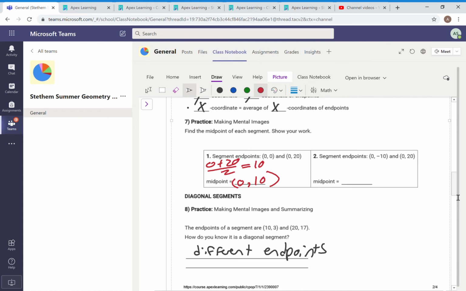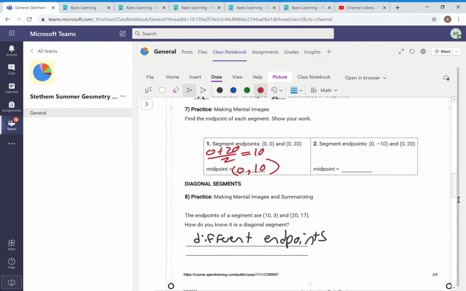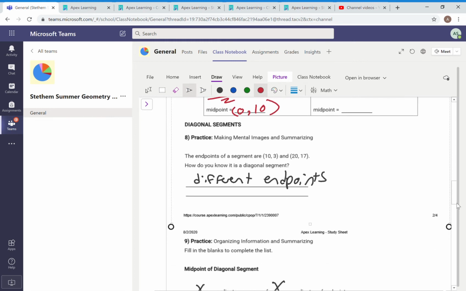You probably won't get many questions like that, but it just could be some type of definitional that they throw in on a quiz. Okay, so diagonal segments. The endpoints of a segment are 10, 3, 20, and 17. How do you know it's diagonal? Well, all of these numbers are like their different endpoints. My x is 10 and 20. Those aren't the same. My y is 3 and 17. Not the same. So as long as everything's different, it's going to be diagonal, which is mostly what you'll be working with.